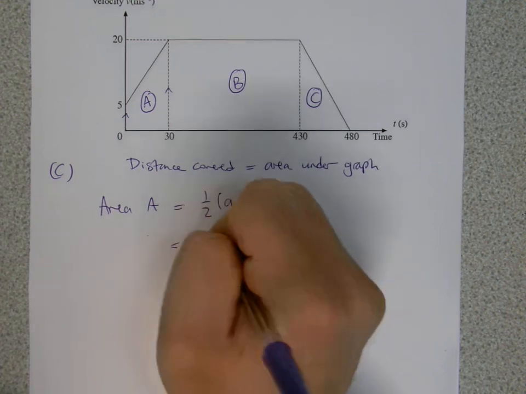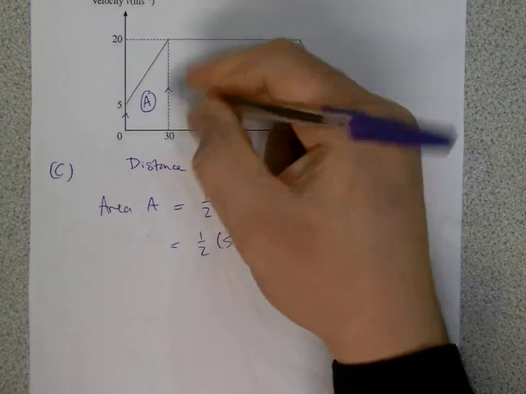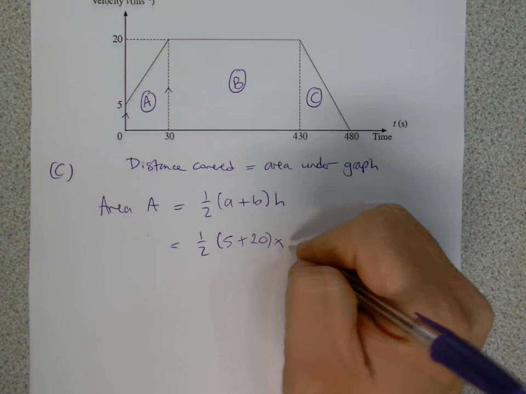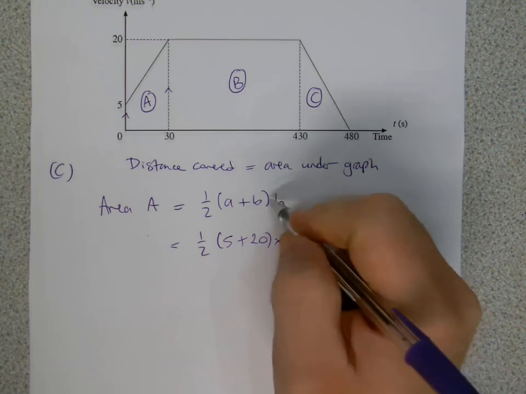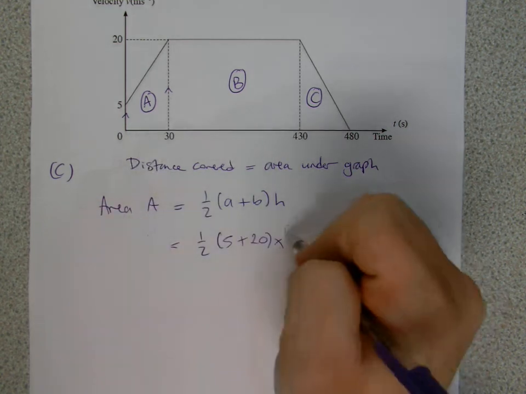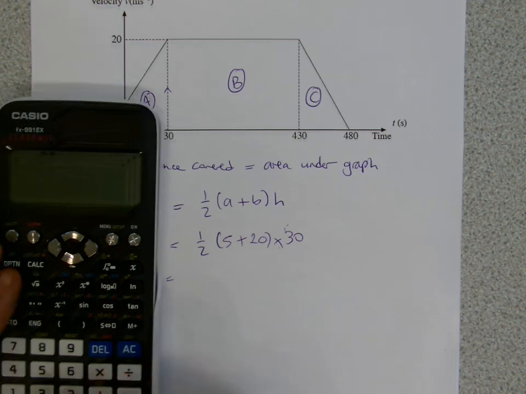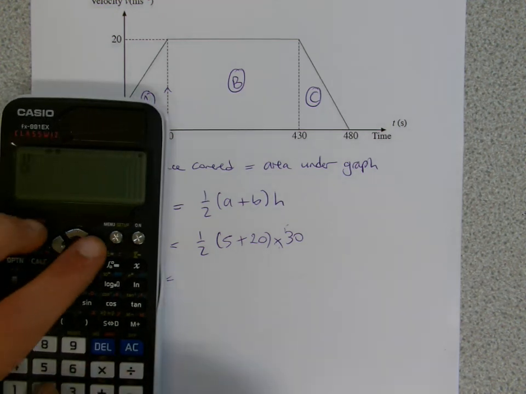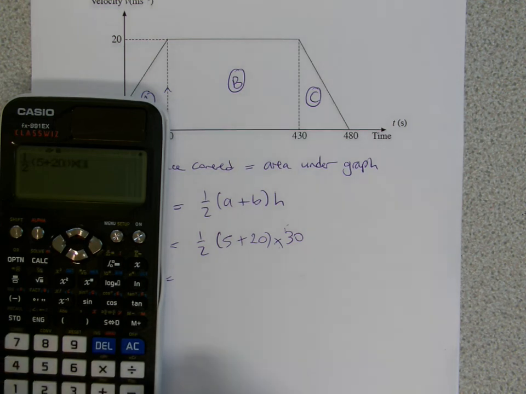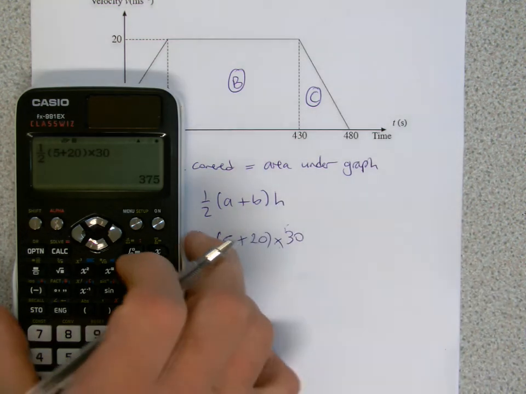But you can also have the trapezium in this orientation. So put the values in: that's your a there, which would be 5. Your b is that total side there, which is 20. And then you've got to times it by h. The h is the distance between the two parallel sides, so that's 30. So I use my calculator: 1/2 bracket 5 plus 20, and don't forget to put times next to it, 30. And we get 375 metres.